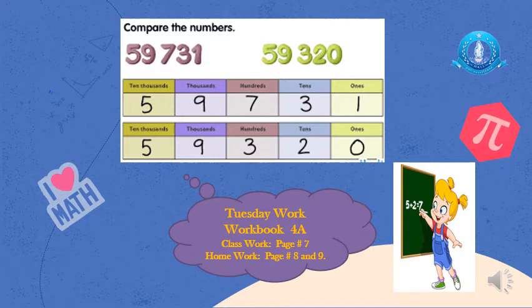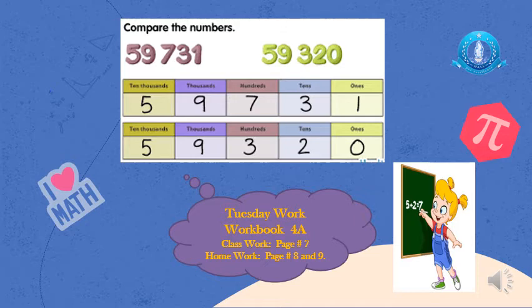3762. Look at page numbers 8 and 9. Page numbers 8 and 9 you will do as homework. Look at question number 4. Arrange the numbers in order. Start with the greatest. In question number 3 on page number 7 we started with the smallest. Question number 4 is the opposite of question number 3.